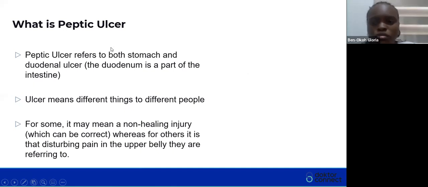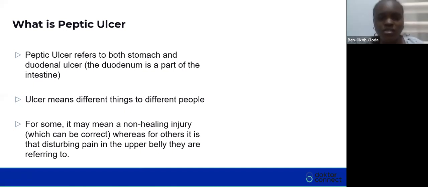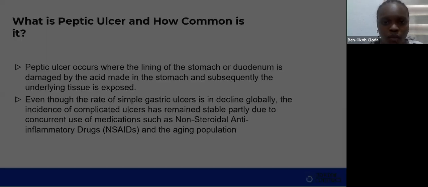And when people talk about ulcer, to different people, it might actually mean different things. For some people, it might mean that injury. You would see people that have skin ulcer, foot ulcers. It's just a sore that has just refused to heal. Right? For some other people, when they talk about ulcer, it may mean that disturbing pain in the upper belly. Peptic ulcer in particular is limited to the stomach and the gut, which the duodenum is a part of. And so that is what we'll be talking about today in this presentation: how to identify this peptic ulcer, what can cause it, and how to manage it.